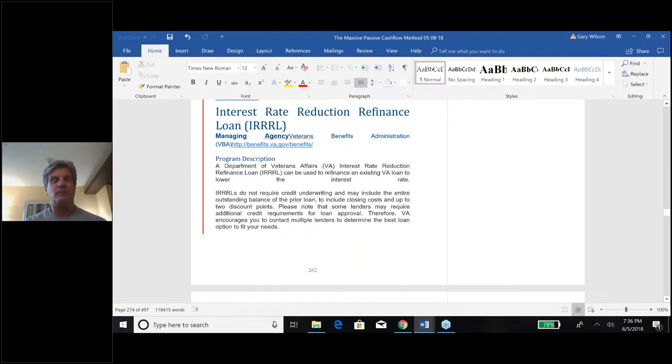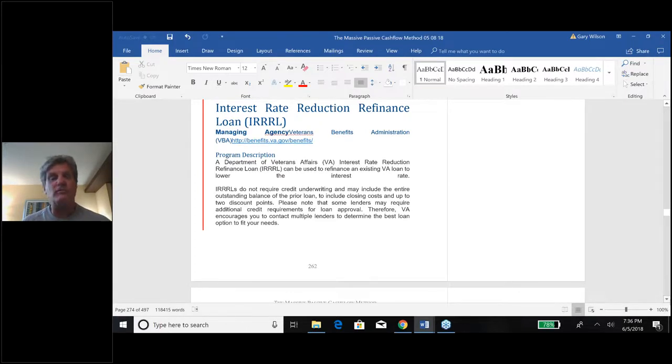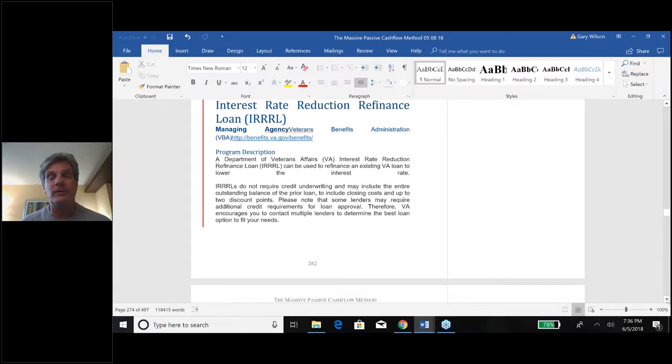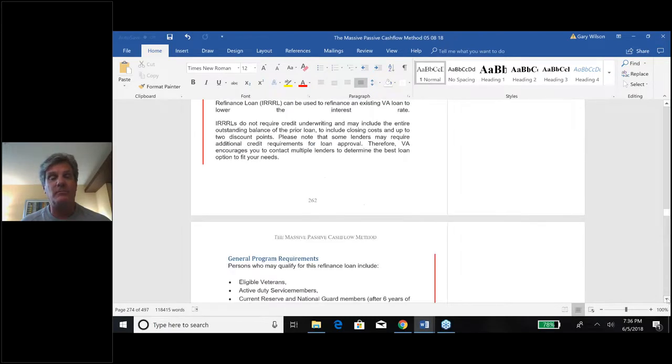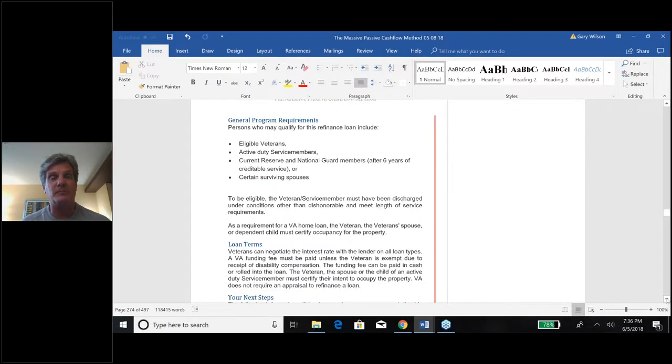Interest Rate Reduction Refinance. This is another VA program. What it does basically is allow you to refinance, and they do not require credit underwriting, and it may include the entire outstanding loan balance. This is a great benefit for our servicemen and servicewomen. Great program. So just remember, if you have clients who are military, make sure you bring these up to them, guys. Let them be aware of what's possible out there.